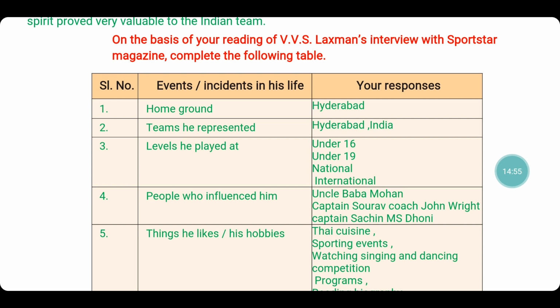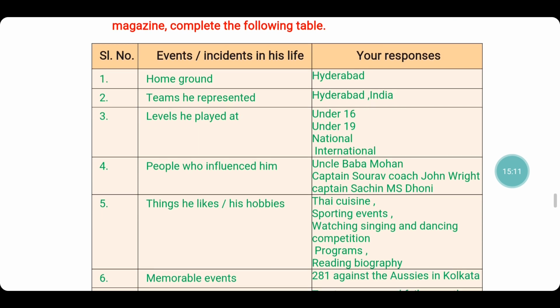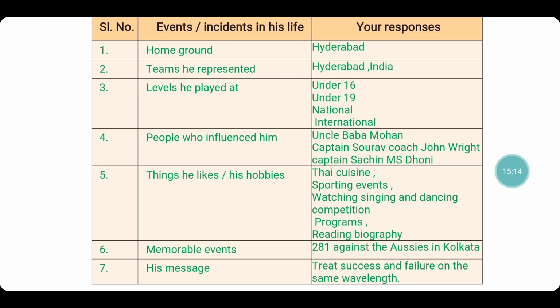The next one, people who influenced him. Uncle Baba Mohan, Captain Saurav, Coach John Wright, Captain Sachin, MS Dhoni. Things he likes or his hobbies. Thai cuisine, sporting events, watching singing and dancing competition programs, reading biographies. Memorable events. 281 against the Aussies in Kolkata. His message. Treat success and failure on the same wavelength.